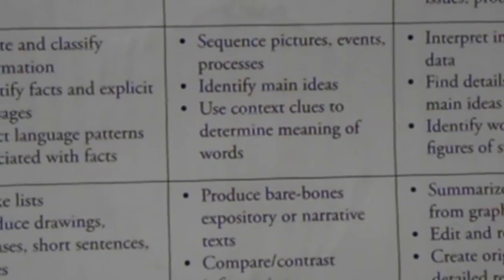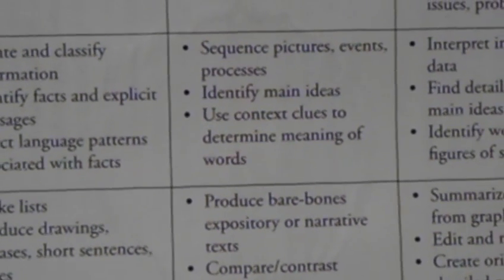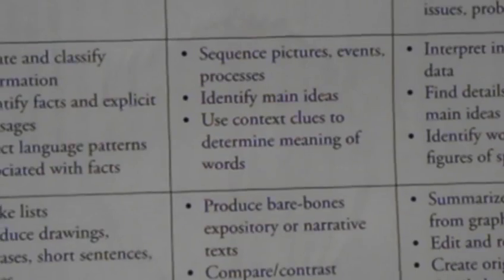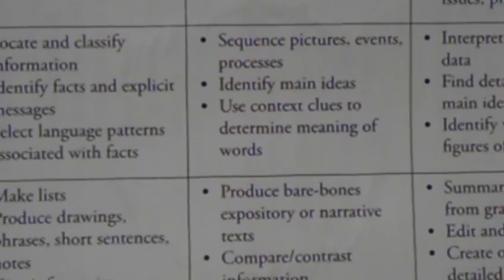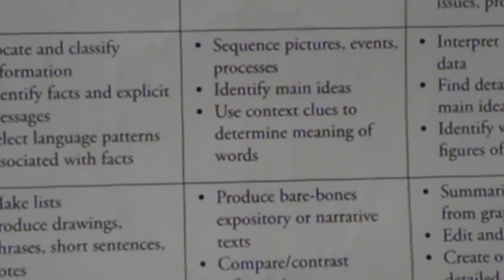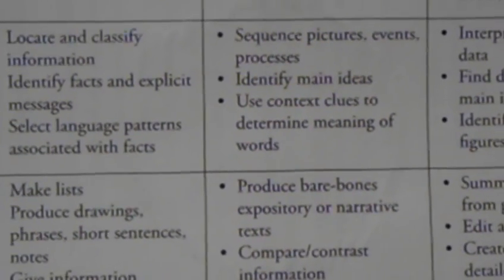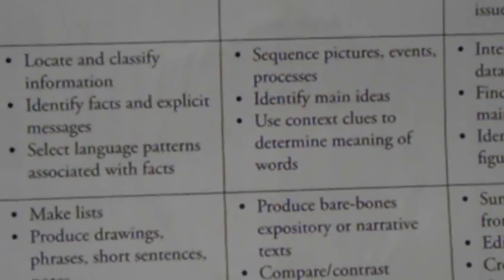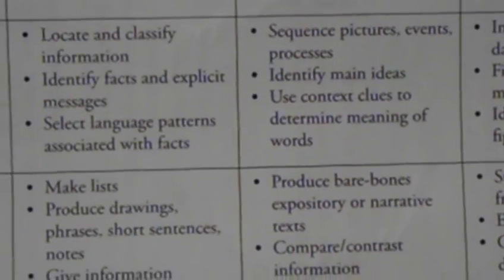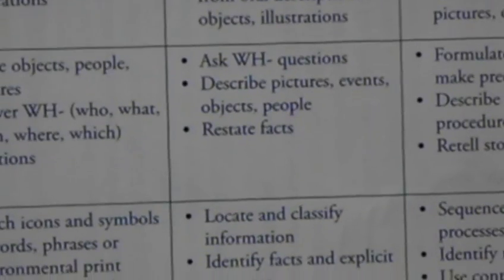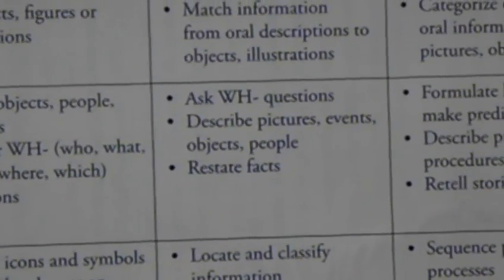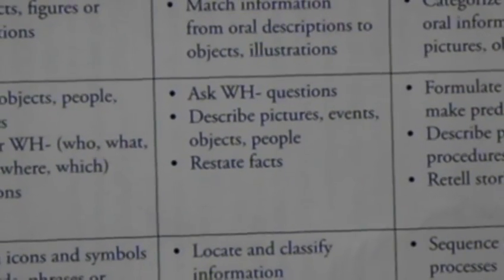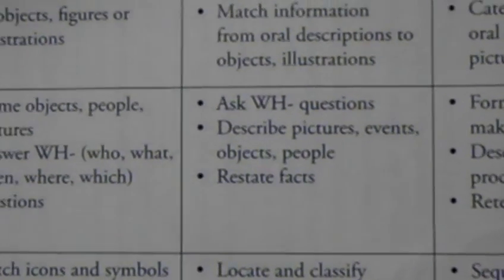He also, in this, will be reading a couple articles, and he's also at level 3, so he can sequence pictures, events, processes, identify main ideas, and use context clues to determine meaning of words. Another part will be discussing and pulling out ideas from the text, which involves comprehension, but he also will have to do some speaking in that. In his speaking, he's at a level 2, which is a beginning level. And in speaking, he can ask WH questions, describe pictures, events, objects, and people, and restate facts.